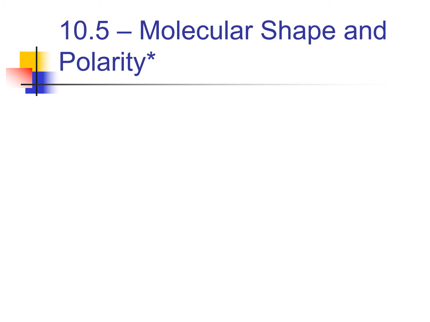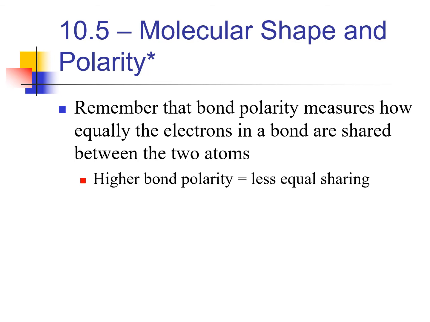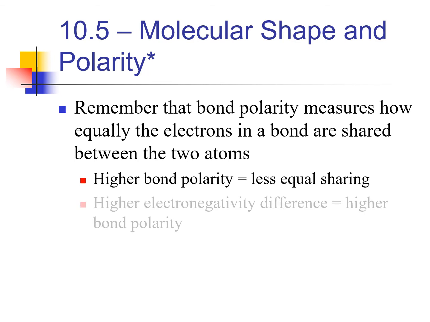So now that we have the shapes, and especially, I'm going to be very clear about this, that idea of lone pairs influencing the shape we see in the molecular geometry, we can tackle section 10.5, molecular shape and how that affects bond polarity. Now again, remember that bond polarity is all about how equally electrons in a bond are shared. A nonpolar bond would be equal sharing. A polar bond would be unequal sharing. What lets us know this is the electronegativity difference: the greater the difference, the greater the bond polarity.